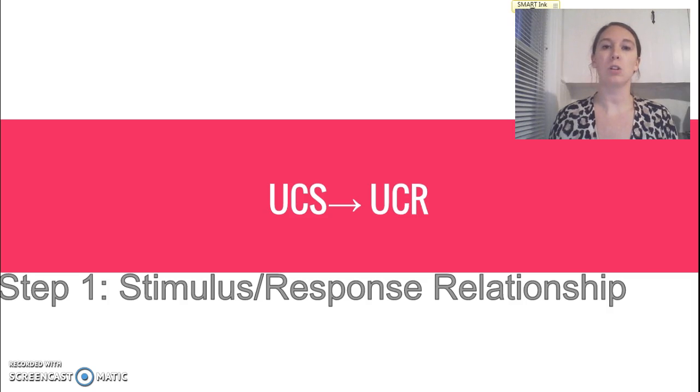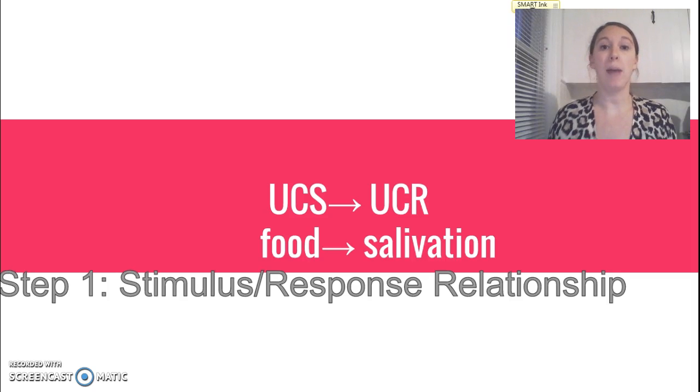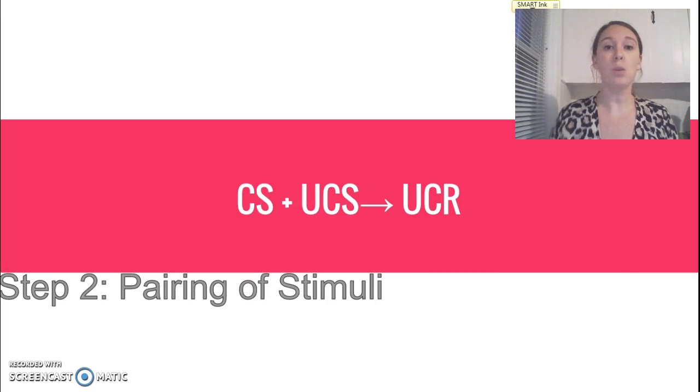Every classical conditioning example has to be built upon a pre-existing natural stimulus response relationship, where an unconditioned stimulus produces an unconditioned response. In the case of Ivan Pavlov's experiment, we had the food as our UCS, which naturally produces salivation. Now, step two, therefore, is going to be when we now add in our conditioned stimulus.